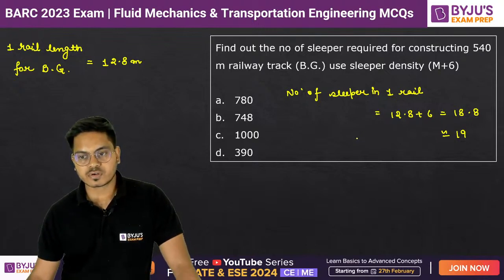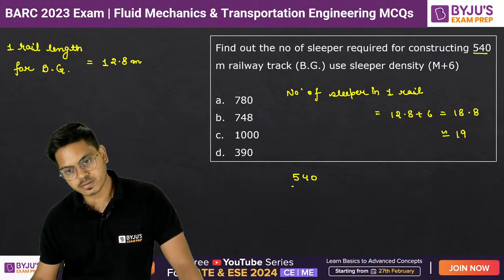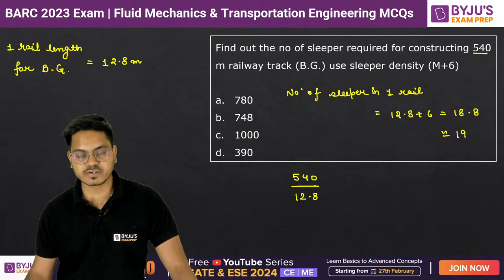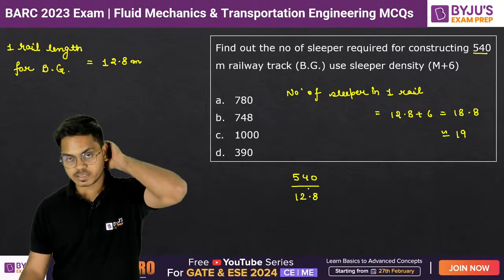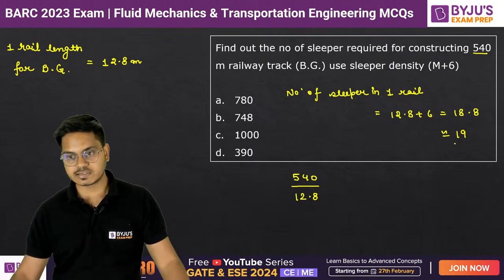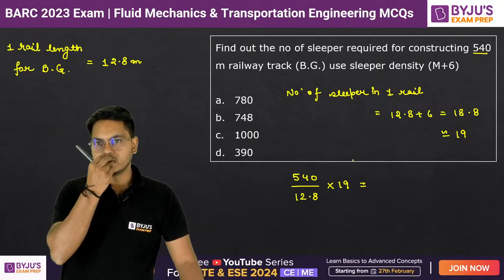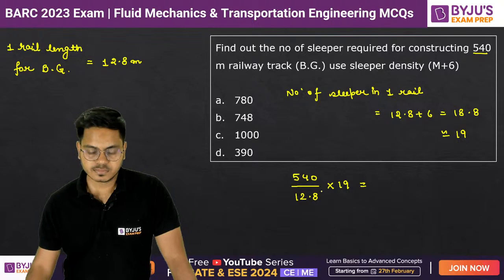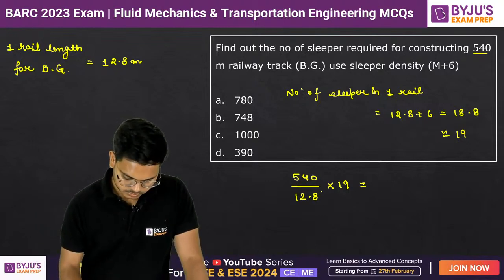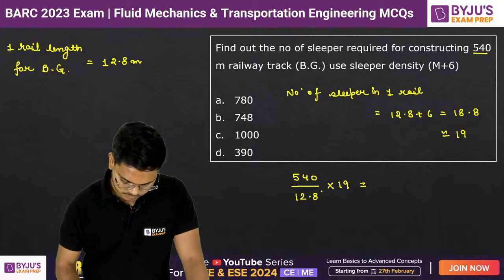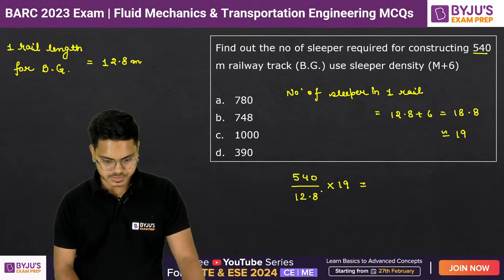We need to find out, first, in 540 meters how many rails we will use. So 540 by 12.8 is the number of rails that we will use in 540 meter length. In one rail 19 sleepers are used, so into 19, you solve it and tell me how much it is. 540 by 12.8 into 19, somewhere around 801 is coming.